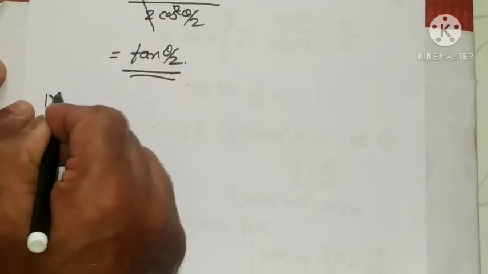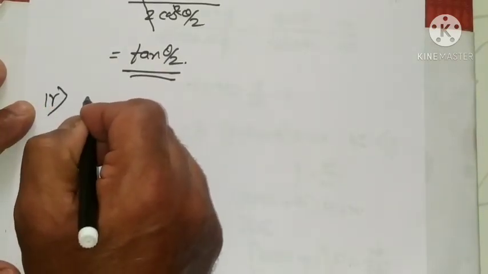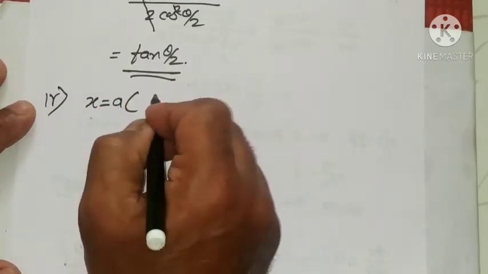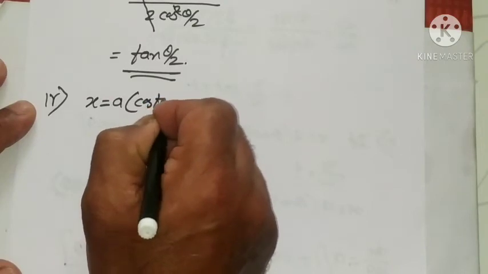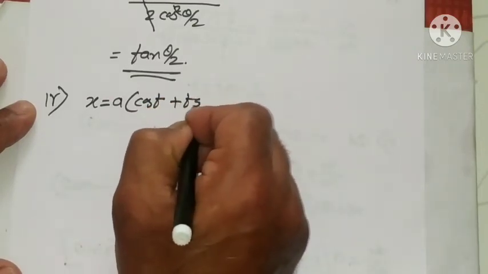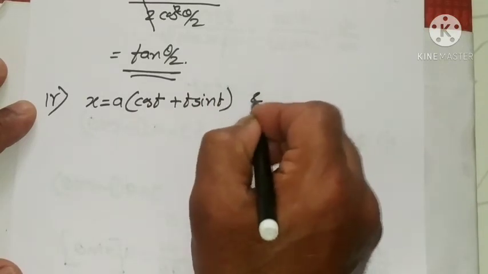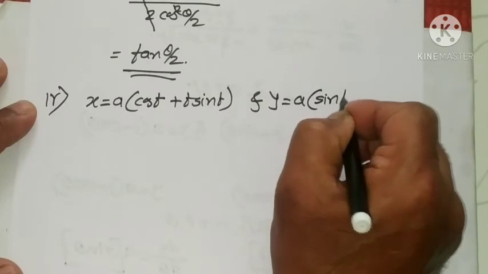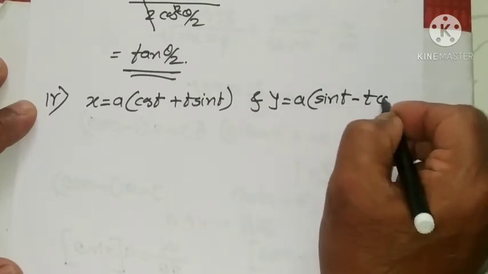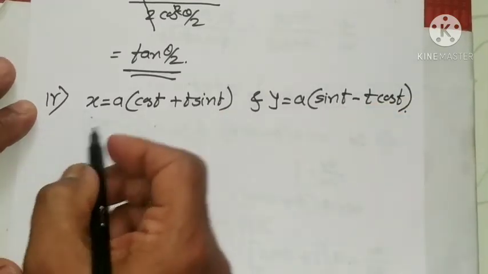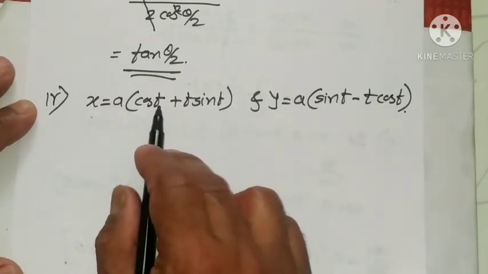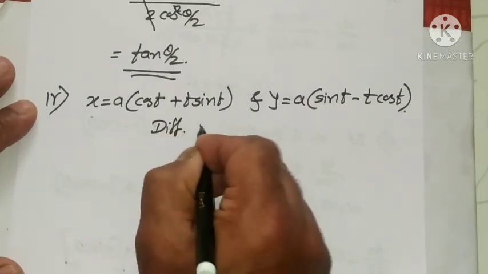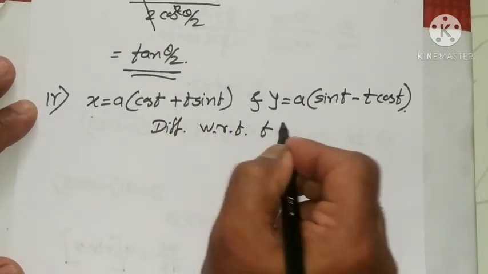Consider another example. x is equals to a into bracket cos t plus t sin t and y is equals to a into bracket sin t minus t cos t. x and y depend upon the third variable t. Therefore, differentiate with respect to t.